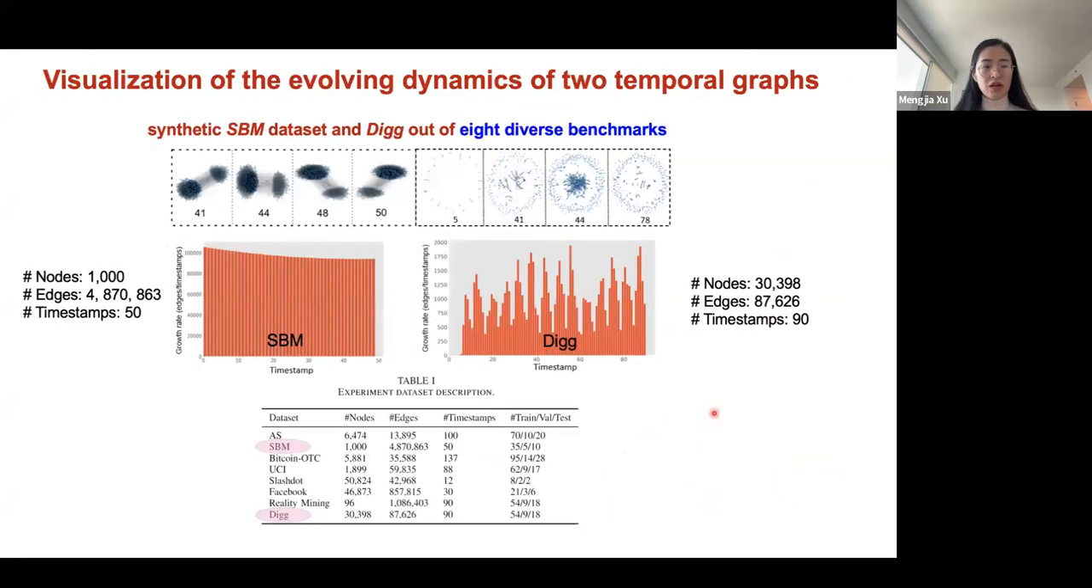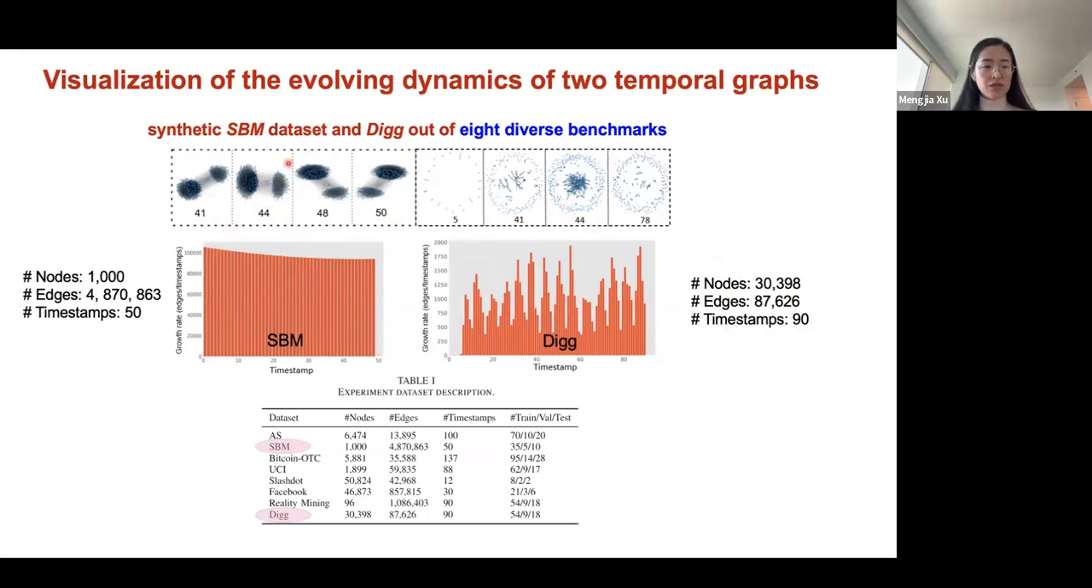In this slide we show the verification experiments. We conducted experiments on 8 different temporal graph benchmarks. This is a visualization of 2 different benchmarks over time steps. These are time steps 41, 44, 48, and 50 for the SBM dataset, which is a synthetic dataset. The second dataset is the DIG dataset. It has around 30,000 nodes, like 87,000 edges, and 90 time steps in total.